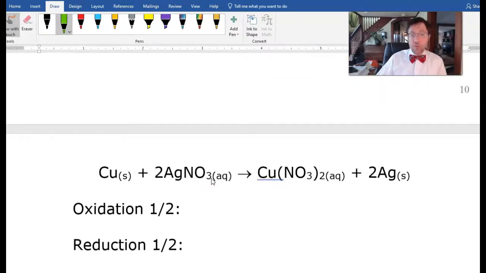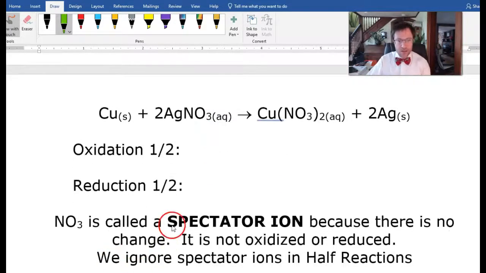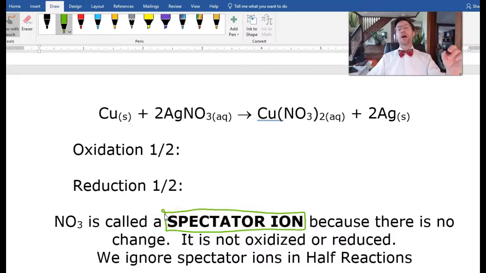All right, let's look at this last one because look, we have a special word here, spectator ion. Now you know what I'm going to do? I'm going to do this backwards. I'm going to give you the definition of a spectator ion, and then I want you to see it in action. So the NO3 in this case is going to be the spectator ion because it doesn't do anything. I want you to kind of clue in on that. It just sits there, and we just ignore them in a half reaction because they're not oxidizing, they're not reducing. Right? You got it? So spectator ions don't change at all.